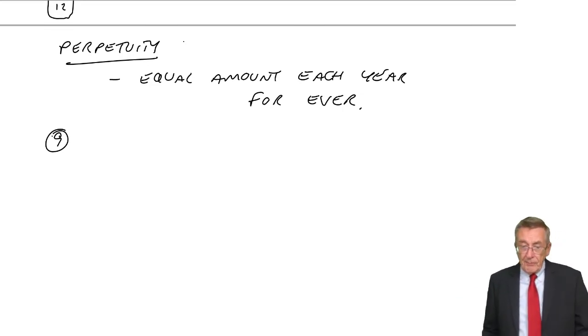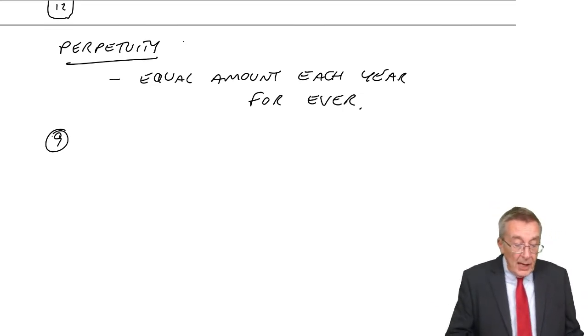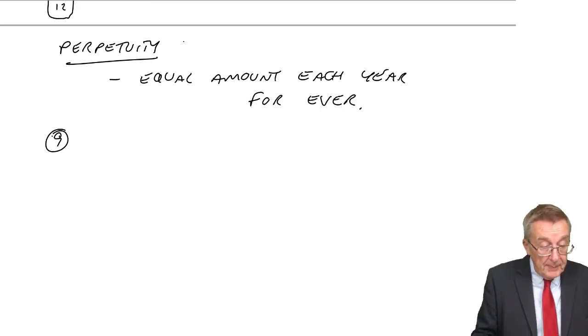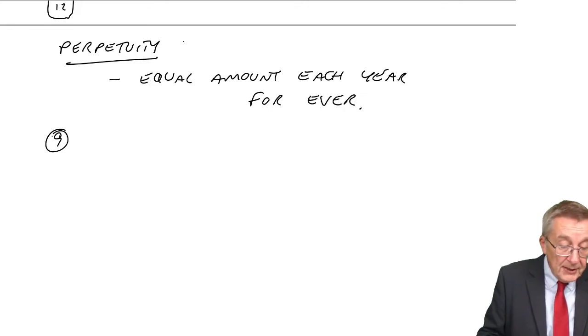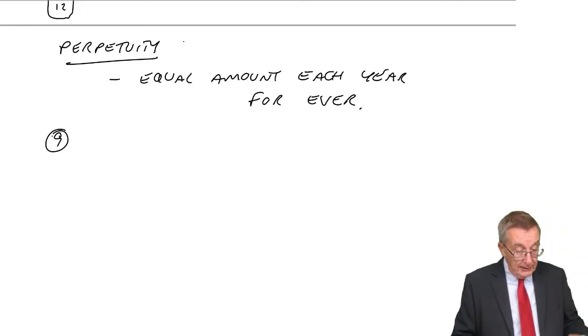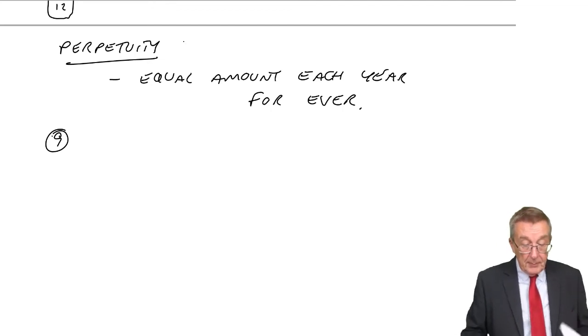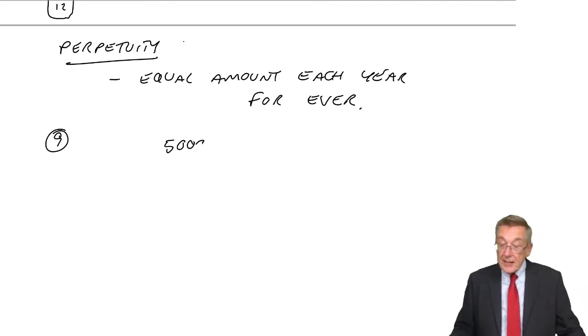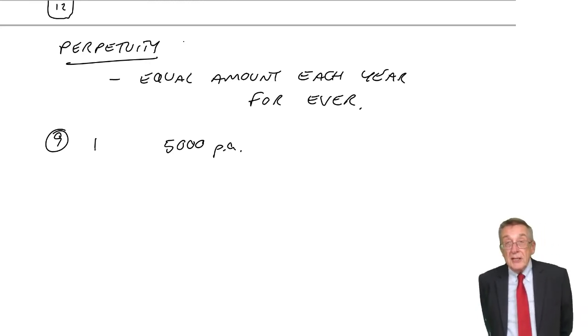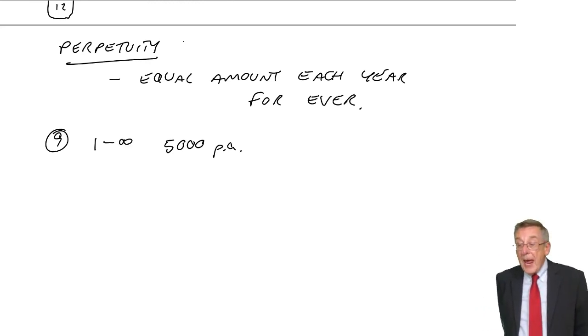The interest rate is 12%. What is the present value of 5,000 receivable in 1 year's time and thereafter in perpetuity? So again, it's 5,000 a year. First received in 1 year's time, but instead of being 1 to 5, 1 to 10, it's forever. We write it as 1 to infinity.